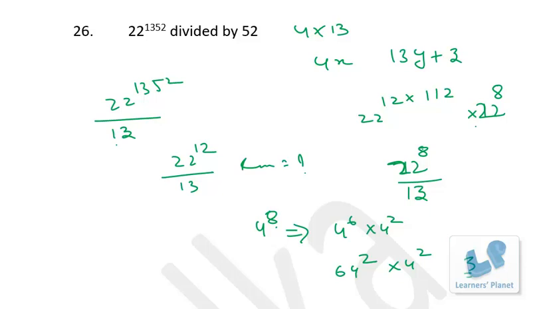So 4x and 13y plus 3 format. If you put y as 1, we'll get 13 plus 3, 16. That is in 4x format. So the remainder is 16 only.